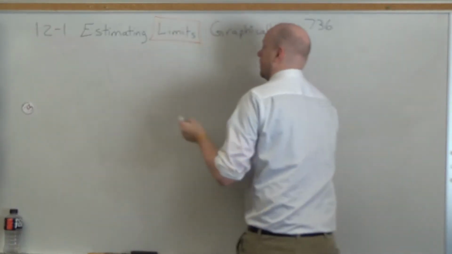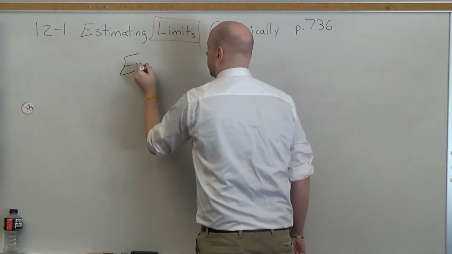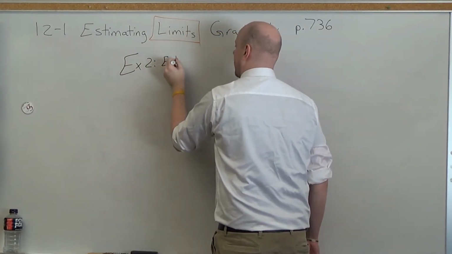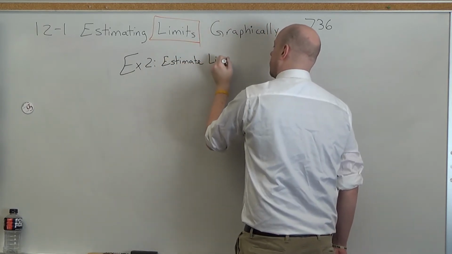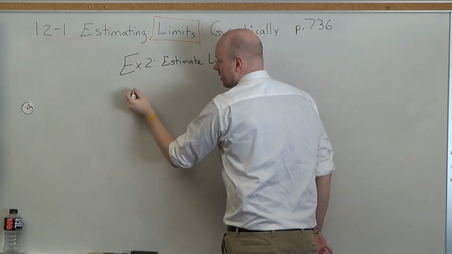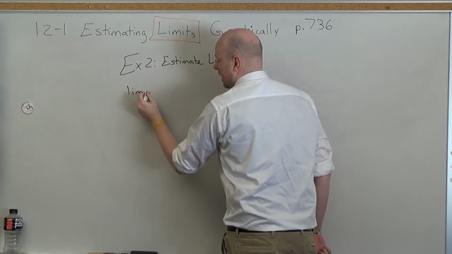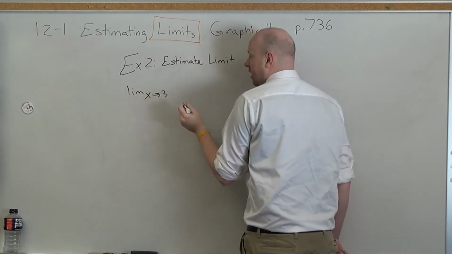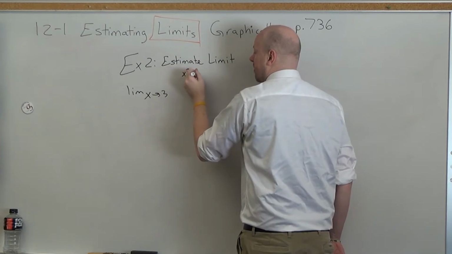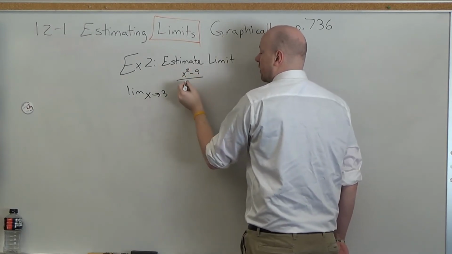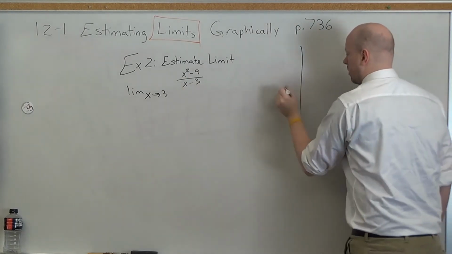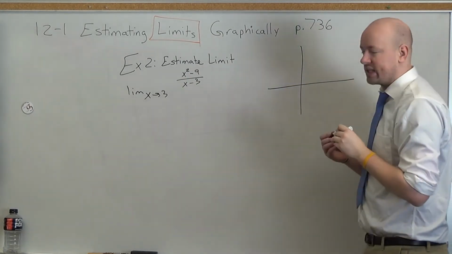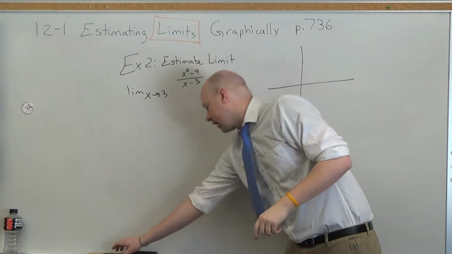So let's see. Example 2. Again, we're estimating limits. So let's estimate the limit as x approaches 3 of x squared minus 9 all over x minus 3. Okay, I'm going to take a quick second here to graph it on my calculator.